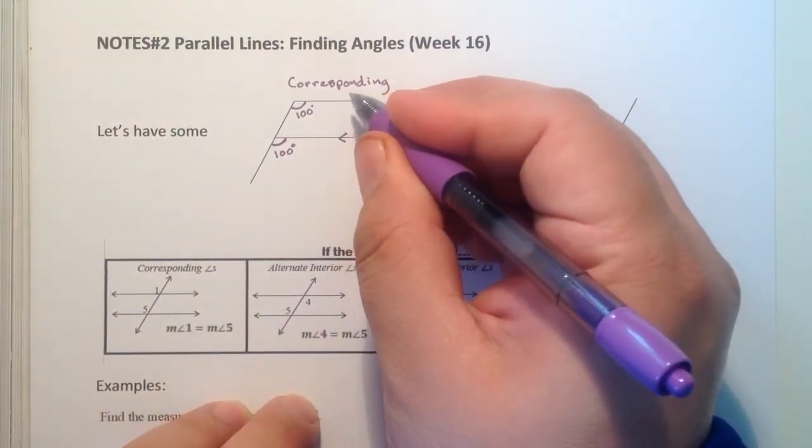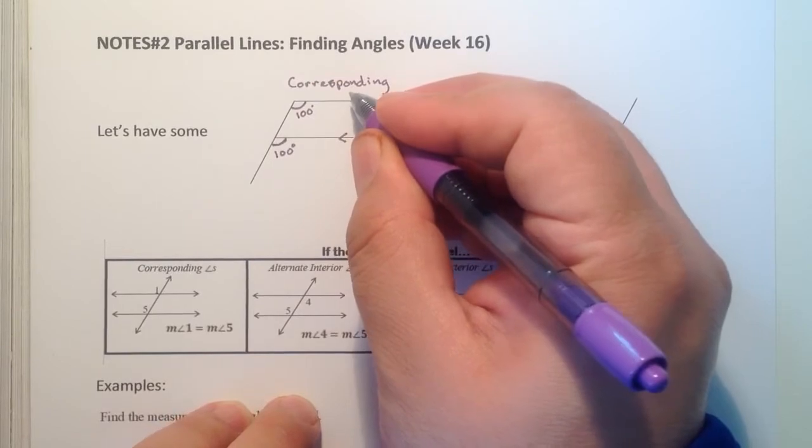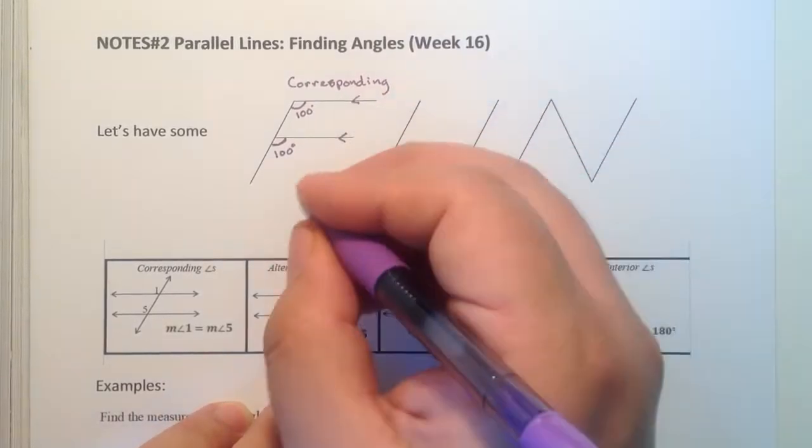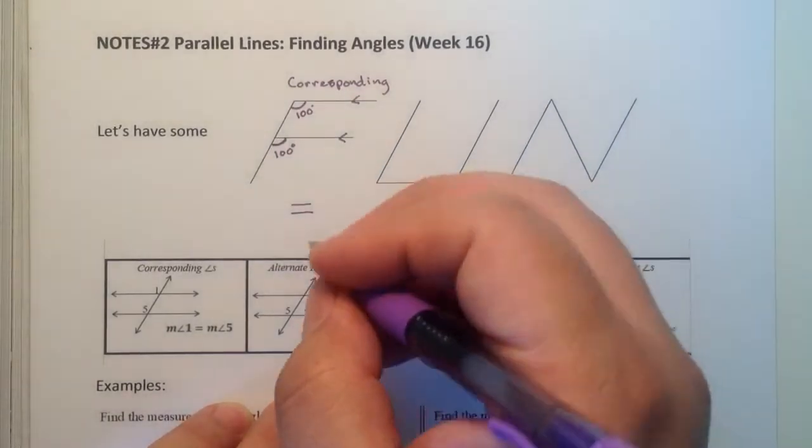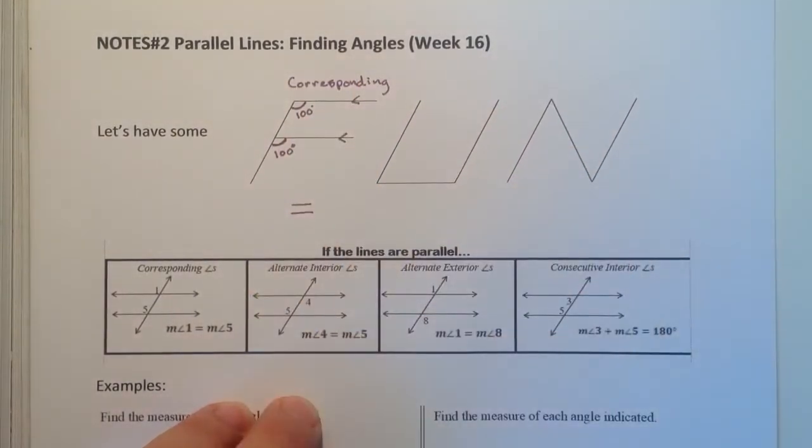Yesterday we were worried about what's the name. Well, now we're going to learn the rule that goes with it. Corresponding angles are automatically equal to each other. That's the rule right there. Corresponding means they're equal to each other.